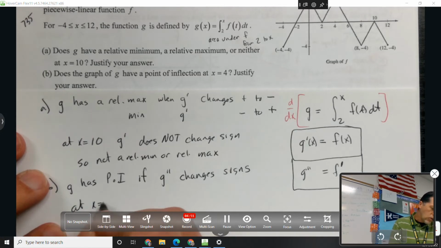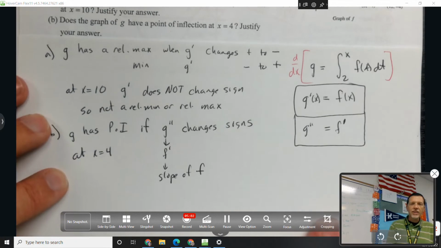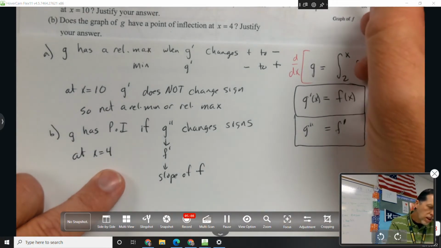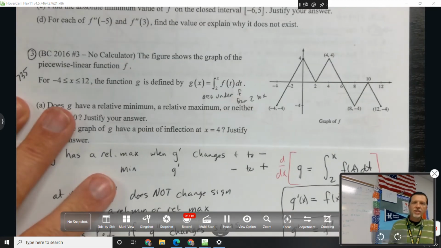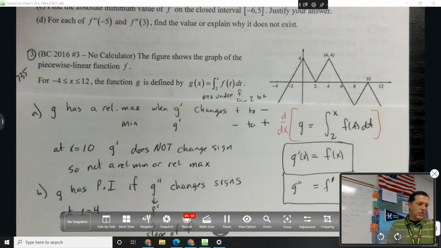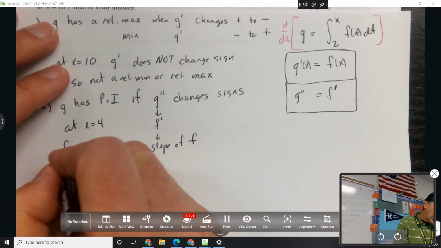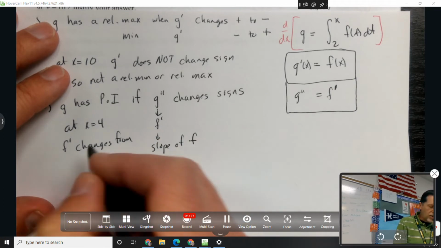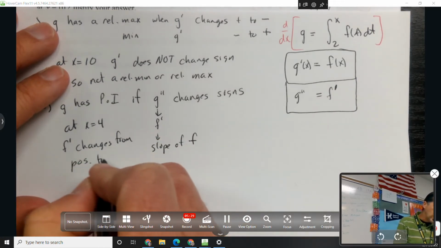So at x equals 4, let's see, g double prime is f prime, which is the slope of f. You want to explain what we're looking at on the graph. At x equals 4, what's happening to f? Good way to say it. At x equals 4, f prime changes. We could just say changes signs, but we could be more specific. Changes from positive to negative.